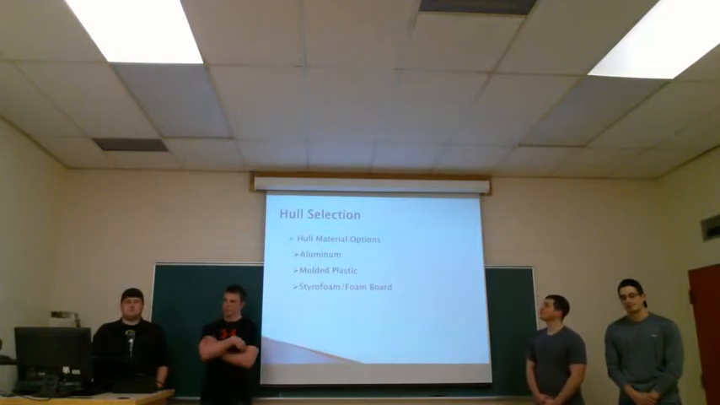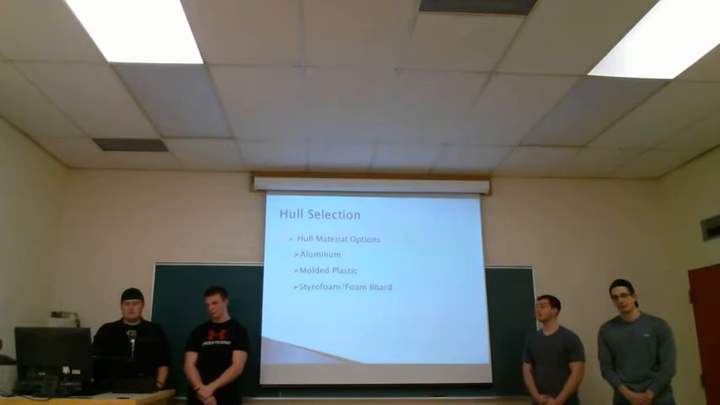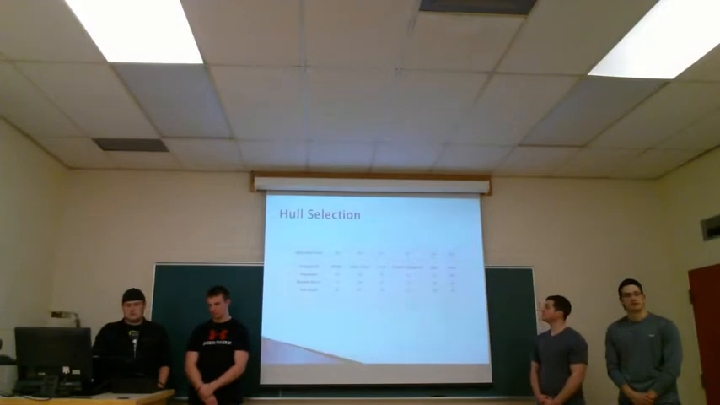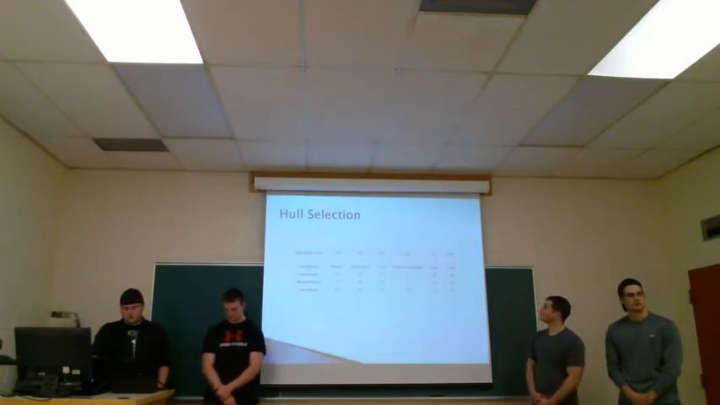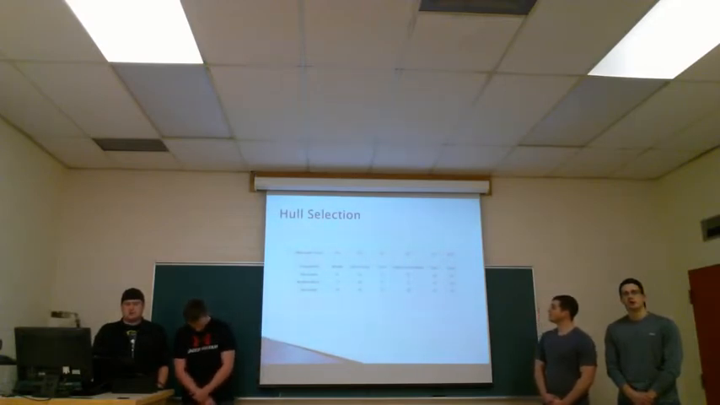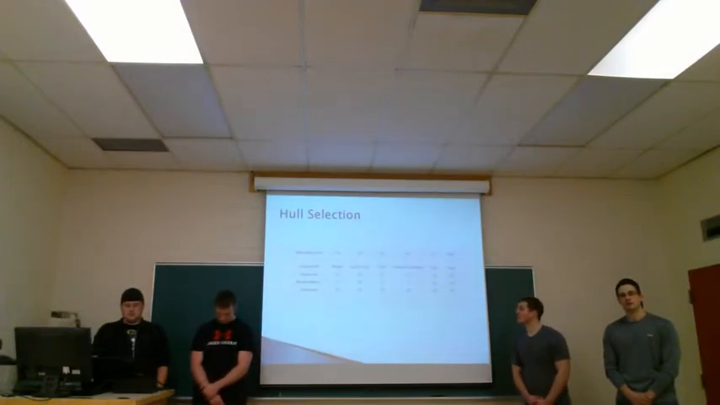And for our hull selection, here we have 3 hull material options. We have aluminum, molded plastic, and styrofoam/foam board. And right here you see our hull selection design matrix. So when you look at the matrix, for the aluminum, we ended up with a total of 80 out of 100. For our molded plastic, we had 50 out of 100, and for our styrofoam, we had 95 out of 100. So, which means we're most likely going to go with styrofoam for our hull.